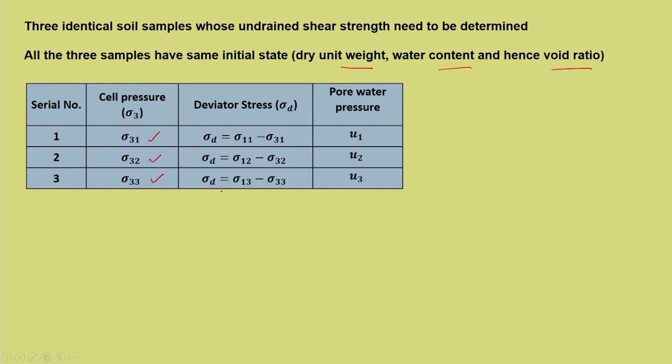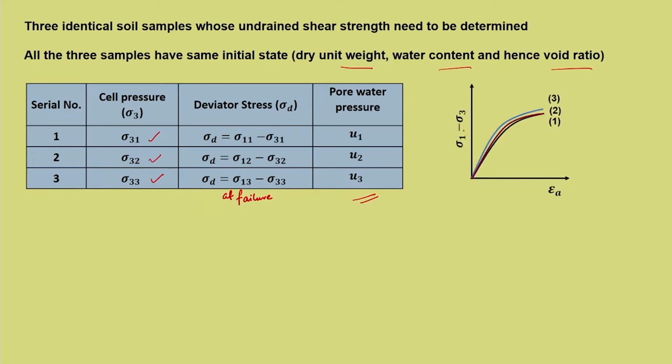This is the failure condition, and we have already discussed that there is no need of measuring pore water pressure. We will come to know in a few slides why this is valid, but still I am marking that the pore water pressure is U1, U2 and U3.